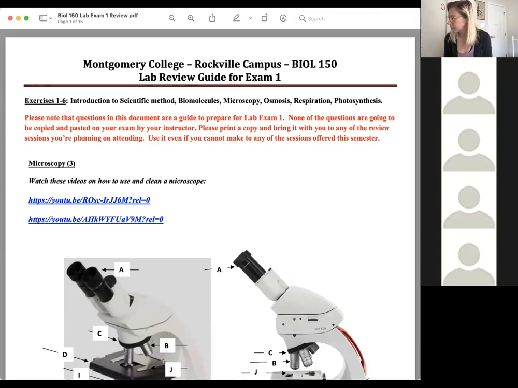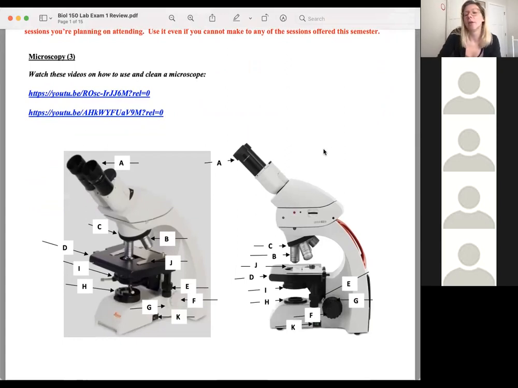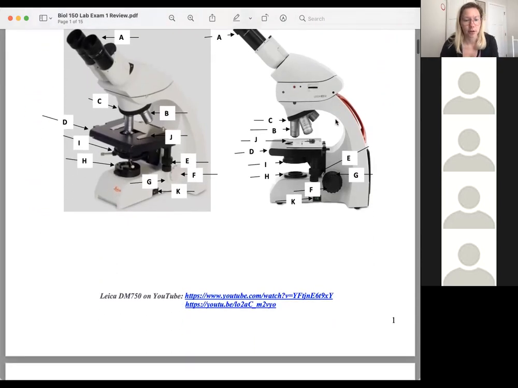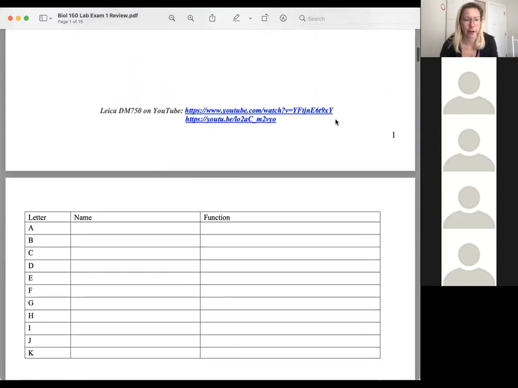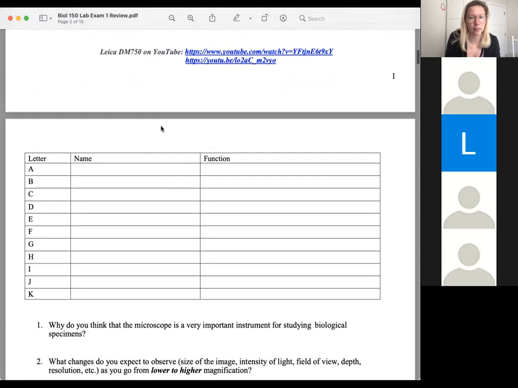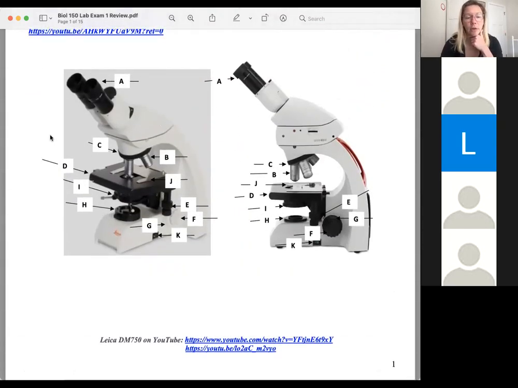All right. So let's start off with the first page, all about microscopy. And you should be familiar with all of the parts of the microscope, as well as the functions of each part. So there was a chart to fill out on the second page. So let's just start going through these letters. So what is letter A? What is this part called, and what is its function?